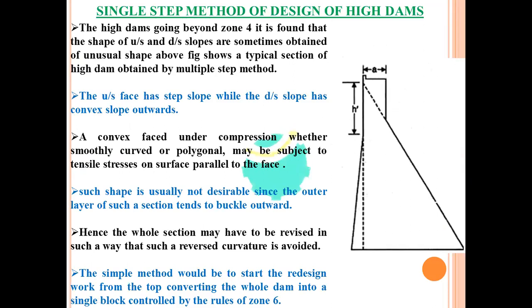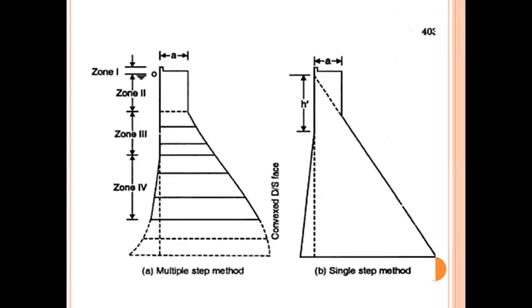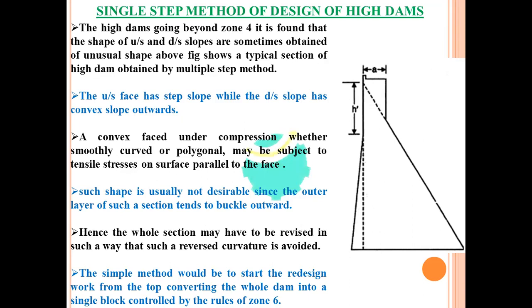For high dams going beyond zone 4, it is found that the shapes of upstream and downstream slopes are sometimes of unusual shape. The above figure shows a typical section of a high dam obtained in the multiple step method. The upstream face has a steep slope while the downstream slope is convex outwards. The upstream slope is straight and the downstream side is convex in shape.